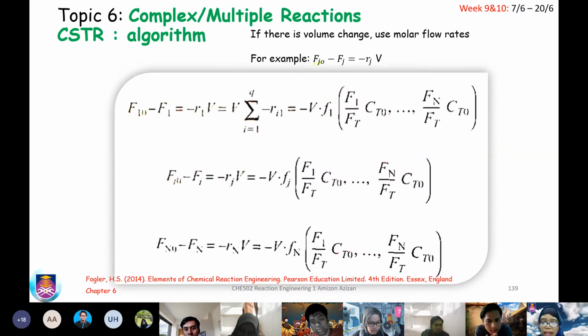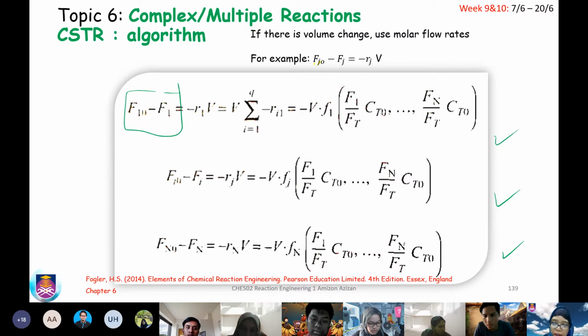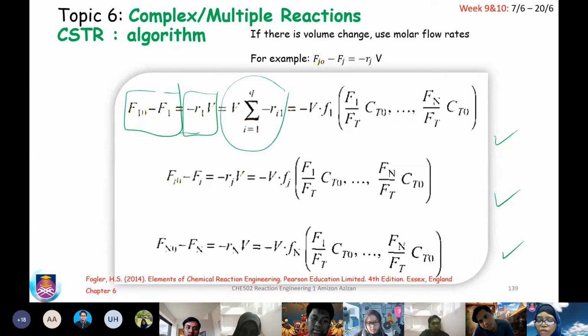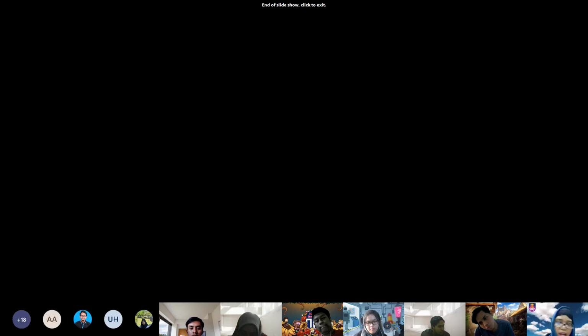So how do we do that? This is an example of the equations that we can write for the change of the molar flow rate, which is equivalent to minus r1 times V. Simply the summation of the rates of disappearance for all the reactions, up to the final reaction equation. So that will be the end of part 4 for topic 6.